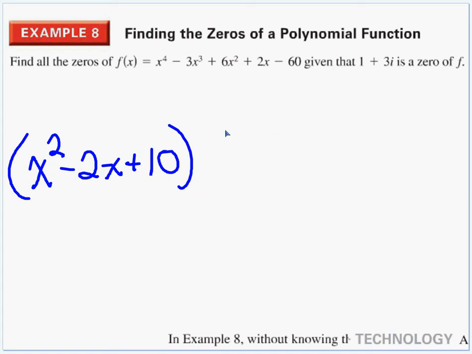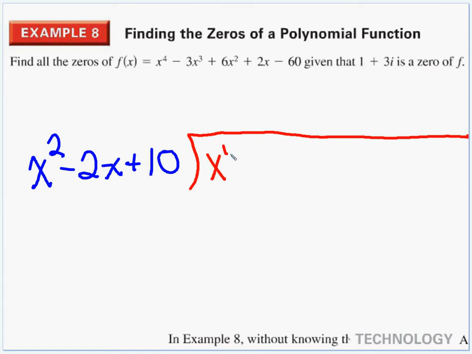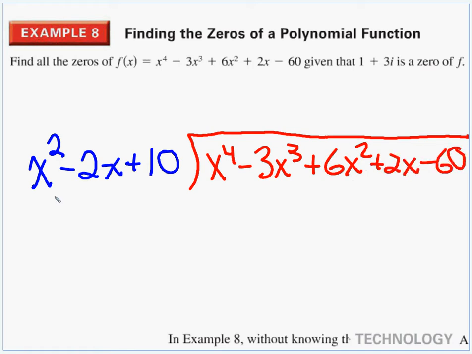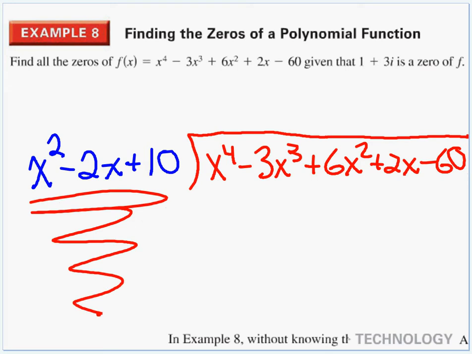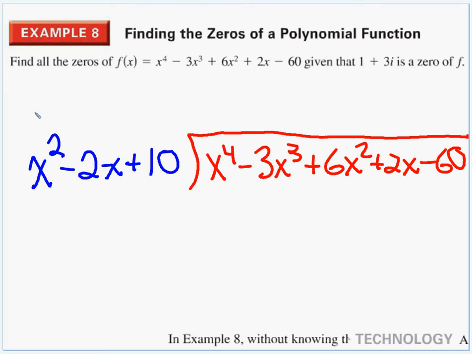So actually, let me get rid of these parentheses. Those are just going to bug me. And we're going to divide this into x to the fourth minus 3x cubed, plus 6x squared plus 2x minus 60. Now, if we've done everything right and this is correct, we should expect to see a zero remainder.